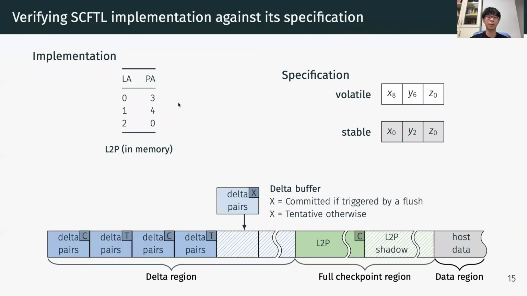Now that we have the specification of SCFTL, which involves two arrays, and we also have an implementation that is much more sophisticated than the specification, to prove that the implementation is correct with respect to the specification, we need to connect the two of them with abstraction relations.